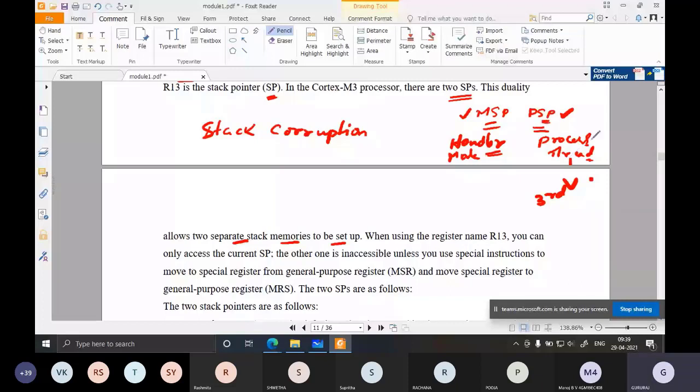Hence it will result in loss of data. Because it is a third-party application, you are not sure about it. Once you install it, it may turn into a virus and delete all the stack. But what will happen here is, since you are using separate stacks, this third-party application has access only to the process stack. And this process stack will have the data related to the user programs, that's all.